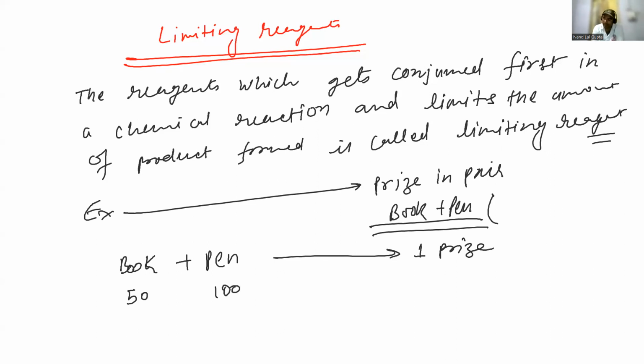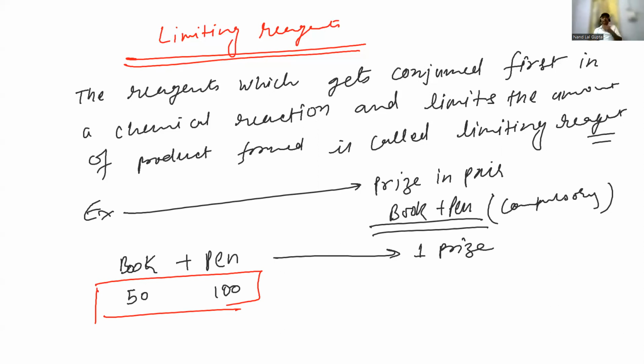Book and pen in a pair is compulsory. The prize should combine in this form. Now we have books and pens. Tell me, how many persons will get a prize in pair?